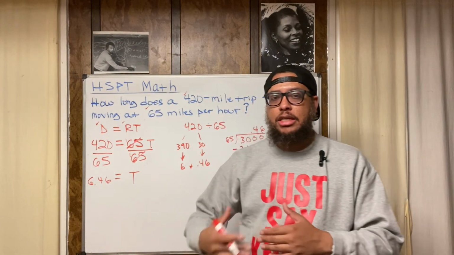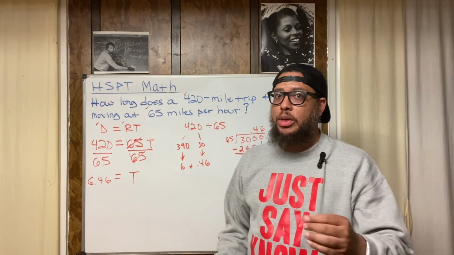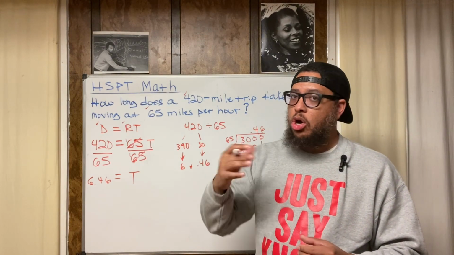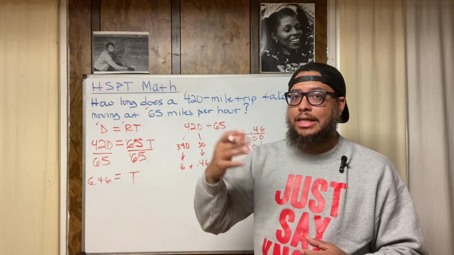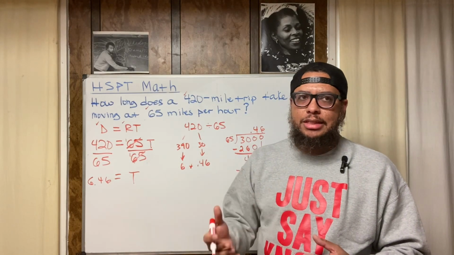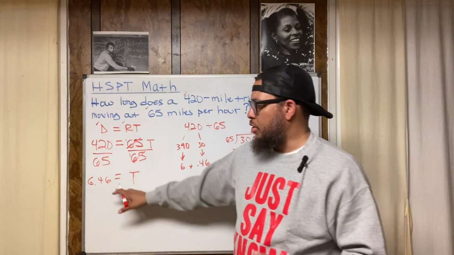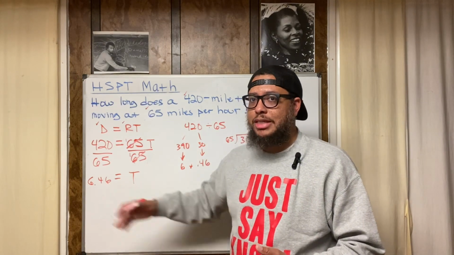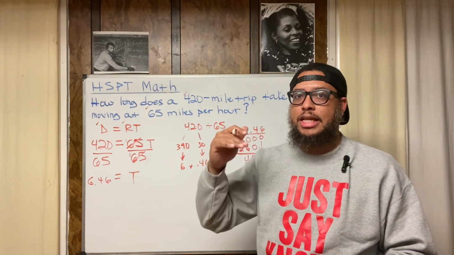0.46 is a fraction of an hour. 46 minutes is also a fraction of an hour. It's 46 out of 60 minutes. 46 out of 60 is a little more than 3/4. 0.46 is not 3/4. 0.46 is less than 0.5, which means it's less than a half.